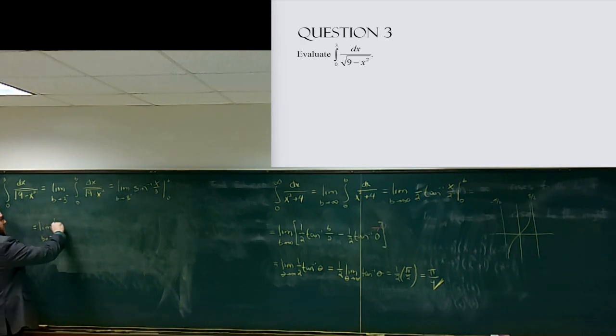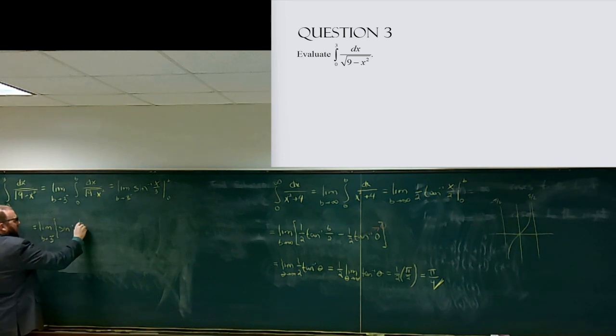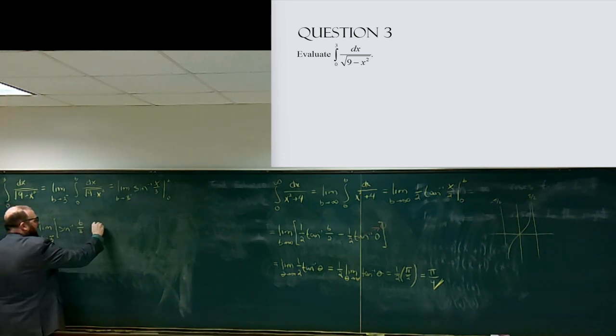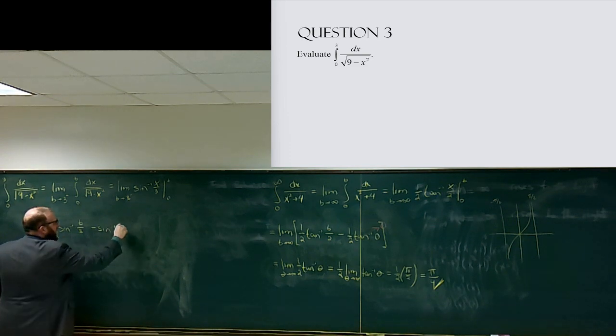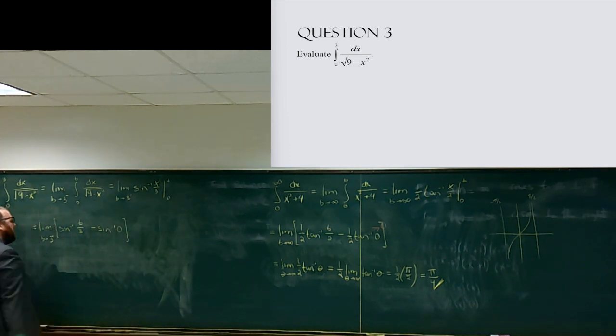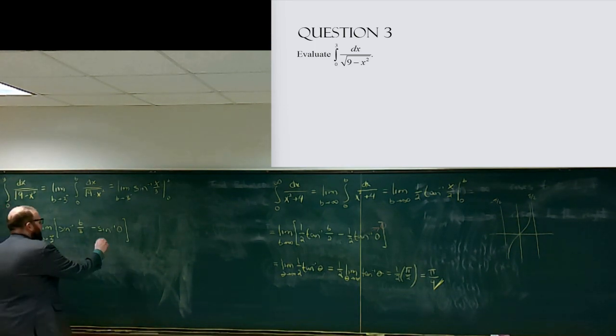Alright, so now evaluate it. We're going to get inverse sine of b over 3 minus inverse sine of 0. Yeah. What's the inverse sine of 0? Um, 0? 0.